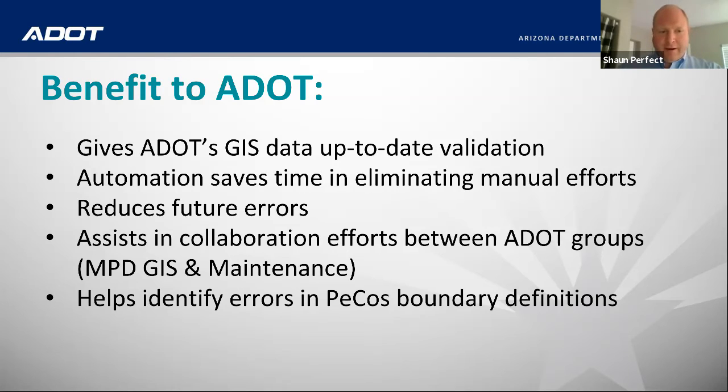It helps identify errors within PeCos boundary definitions. So a big thing that we got out of this was as we were going through the data and doing these automated processes, we found some errors within PeCos that we could fix, and we relate that back to the maintenance crews and the maintenance group. As well as it found errors on our side that we could fix up. So it was a win-win situation for all of us. And now I'll turn it over to Karol because she's the brains of this whole project.